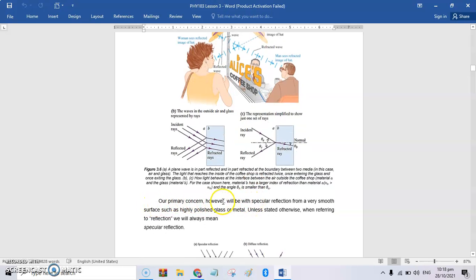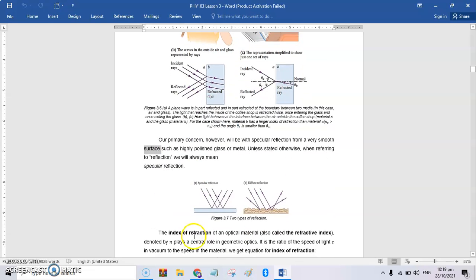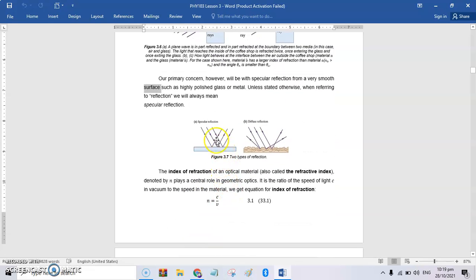Our primary concern, however, will be specular reflection from a very smooth surface such as highly polished glass or material. Unless stated otherwise, when referring to reflection, we will always mean specular reflection. Ano nga again yung specular reflection? Ito yung in a very smooth surface. Figure 3.7, specular reflection and diffuse reflection. Yung pagkakaiba nila, since hindi patag or rough siya, some of the incident light will not be reflected uniformly. Merong nandito, merong nandun. Wherein sa specular reflection, all of the incident lights are reflected uniformly.